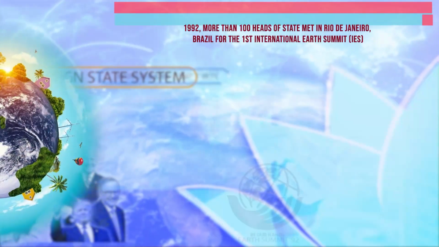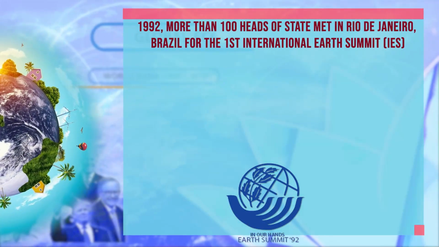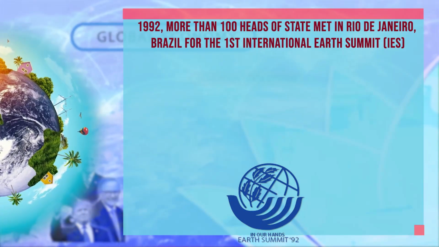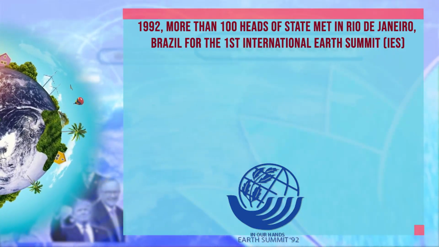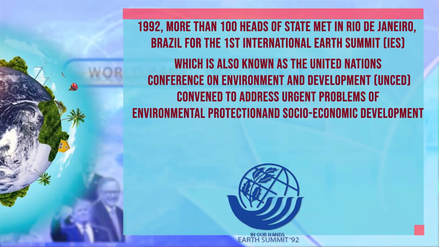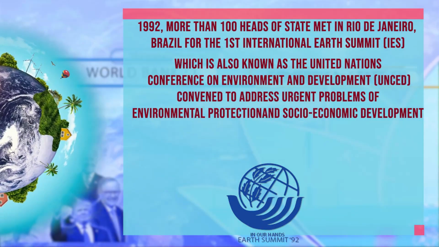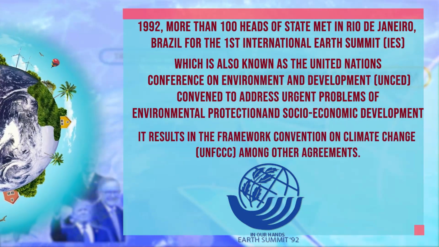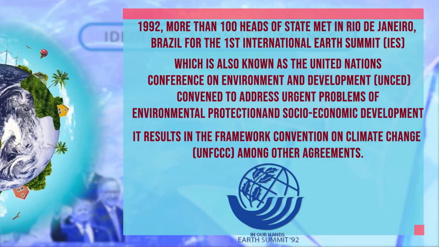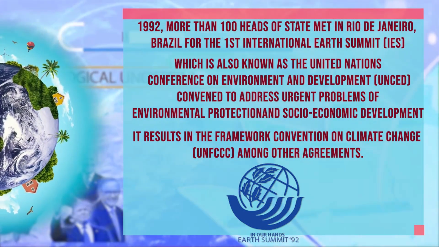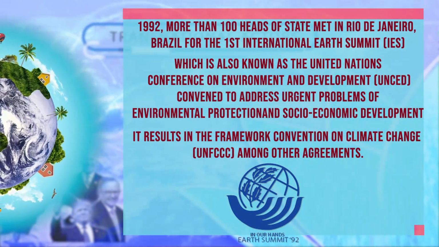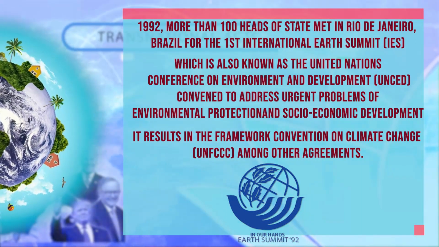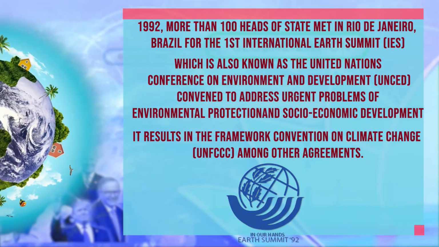In 1992, more than 100 heads of state met in Rio de Janeiro, Brazil for the first International Earth Summit, which is also known as the United Nations Conference on Environment and Development, convened to address urgent problems of environmental protection and socio-economic development. It resulted in the Framework Convention on Climate Change, among other agreements.